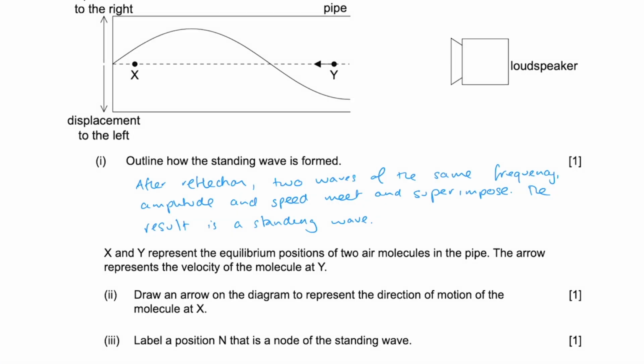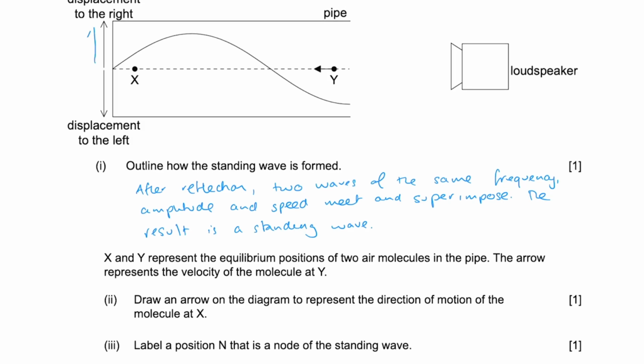X and Y represent the equilibrium positions of 2 air molecules in the pipe. The arrow represents the velocity of the molecule at Y. 2. Draw an arrow on the diagram to represent the direction of motion of the molecule at X. We can see here that anything up that way is displaced to the right. At this point here, it's equilibrium. The diagram shows that its displacement is positive, which means its movement is to the right.